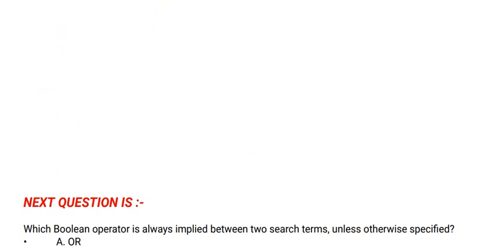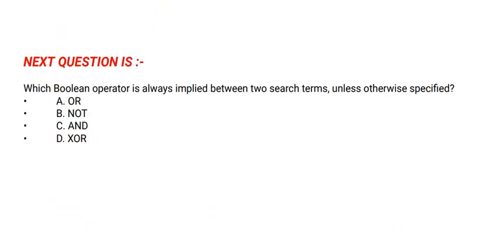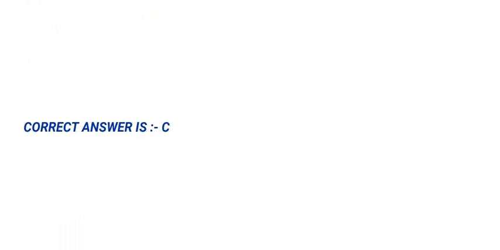Next question is, which Boolean operator is always implied between two search terms unless otherwise specified? Options are option A, OR. Option B, NOT. Option C, AND. And option D, XOR. The correct option is option C.